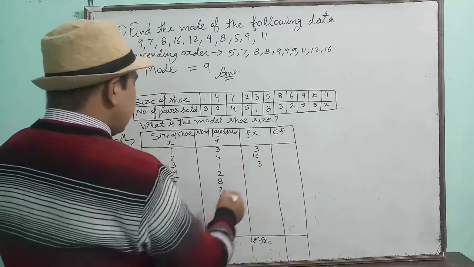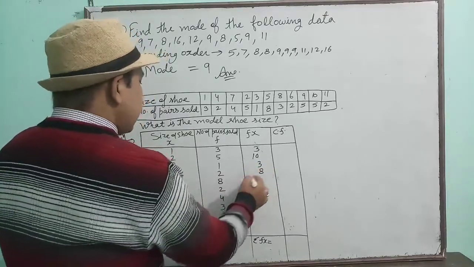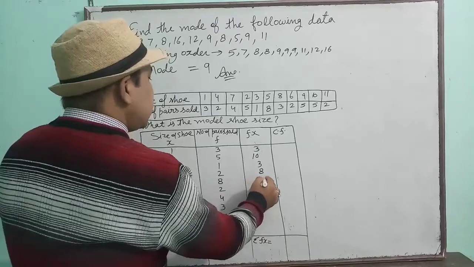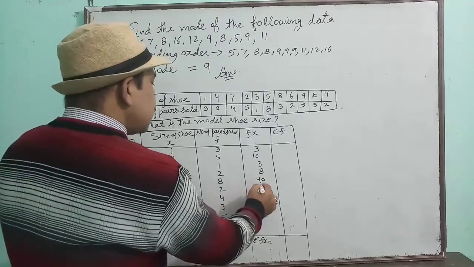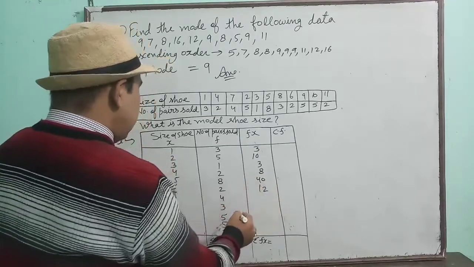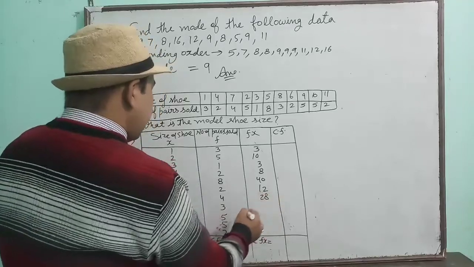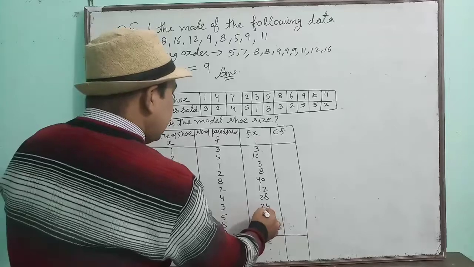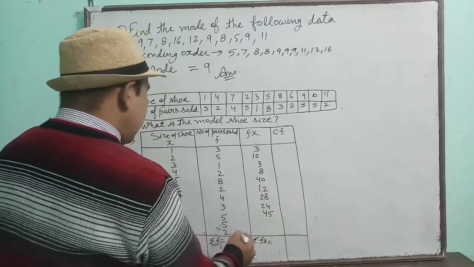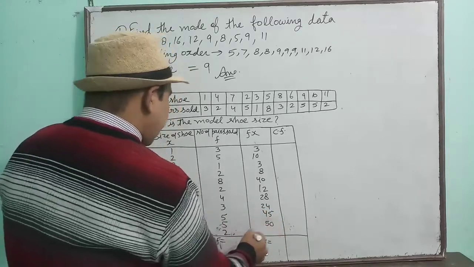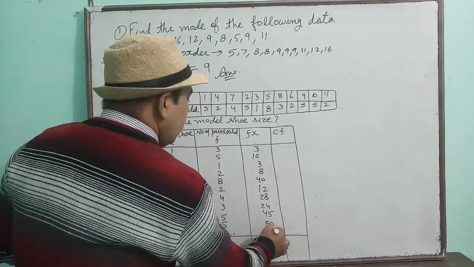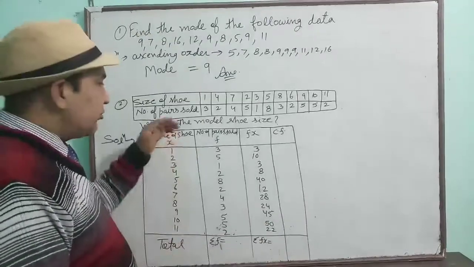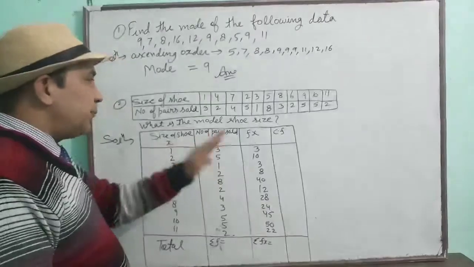3 into 1 is 3. 4 into 2 is 8. 5 into 8 is 40. 6 into 2, 12. 7 into 4, 28. 8 into 3, 24. 9 into 5, 45. 10 into 5, 50. 11 into 2, 22. We will make this column and complete it.